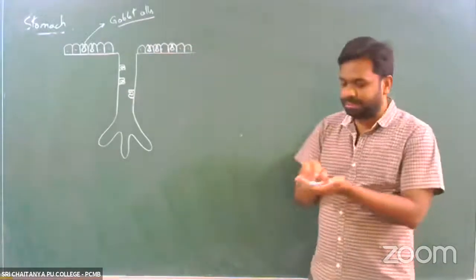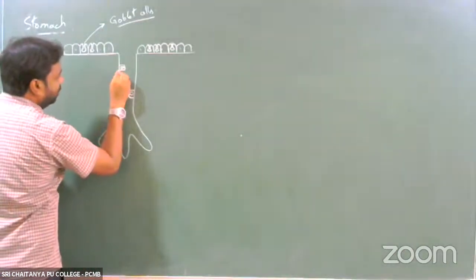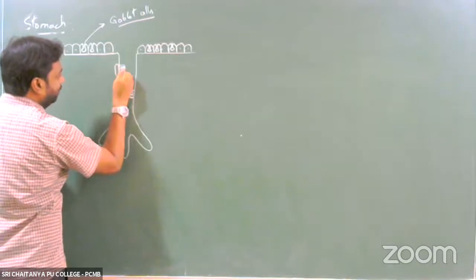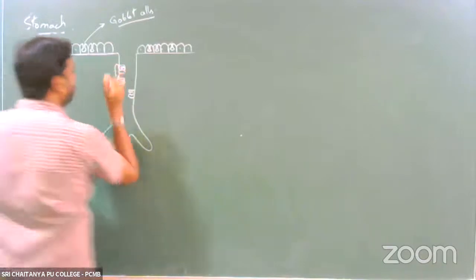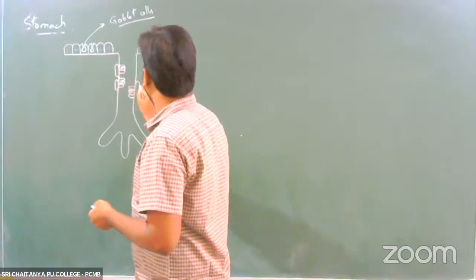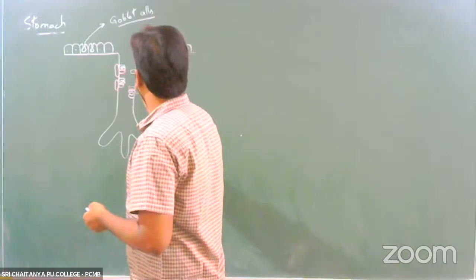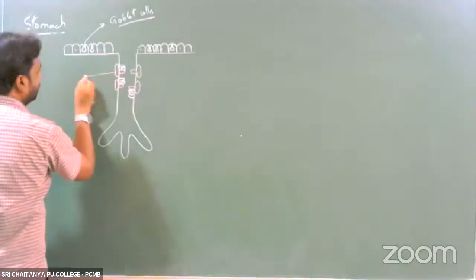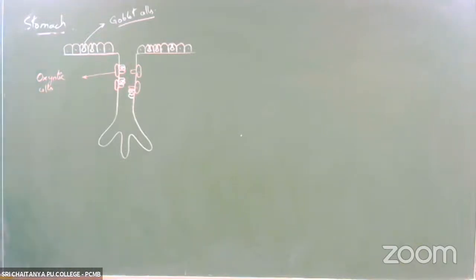Right. The second type of cells we have are called the large cells. They are larger cells which are present towards the outer side of the glands like this, and all of their secretions would be poured again into the gland. These larger cells are our second type of cell, which is called the oxyntic cells.